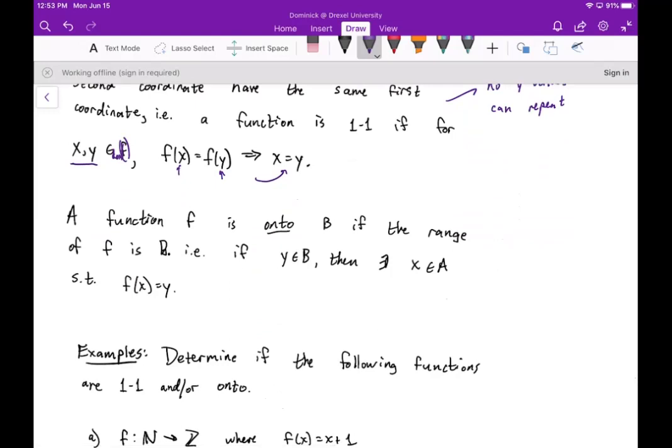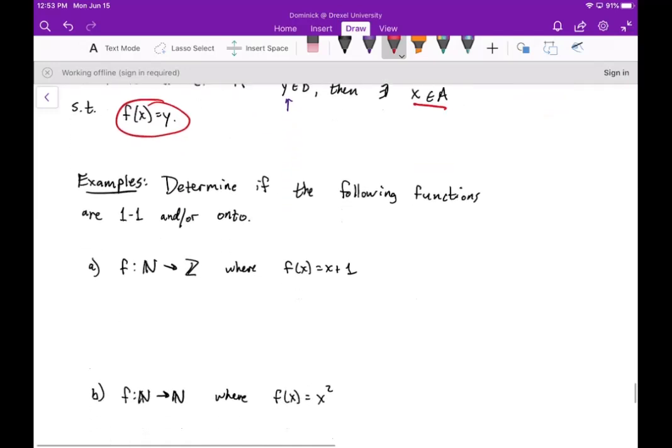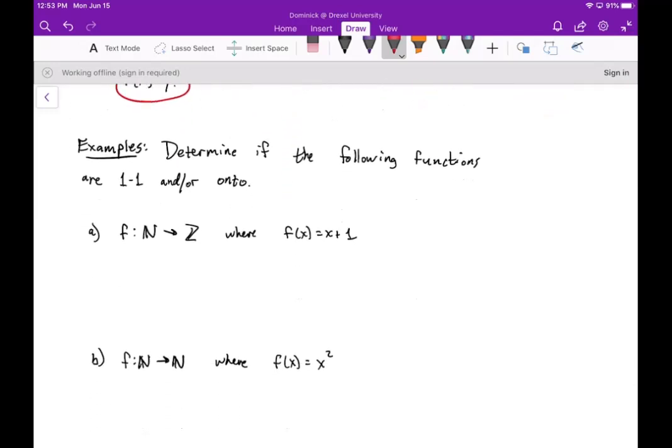Now, a function f is onto, and we say that it's onto the codomain, or onto the range, if the range of f is b. So that means that if there's an element in your range, there's some x element in the domain that will get you there, right? So you can find some x value that will get you to any element y in the codomain. So let's go ahead and do a couple of examples.